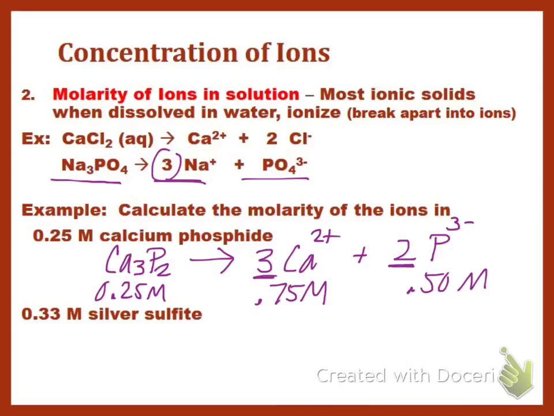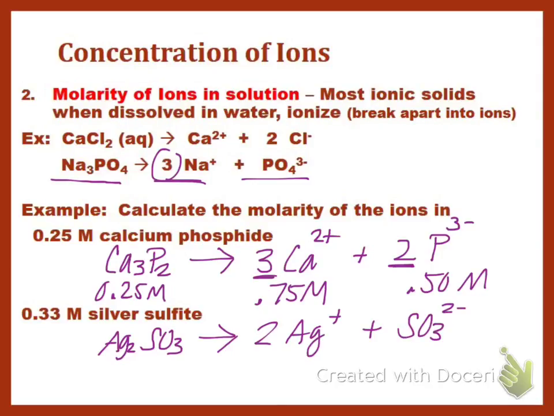And that's how many of the ion you would have. Okay? So let's do silver sulfite, which is Ag2SO3. When it breaks apart, it's going to give you 2 silver plus a sulfite, excuse me. And this is 0.33 molar. So how much silver would I have? 0.66 molar silver and 0.33 molar sulfite. Because basically it takes twice as much silver to go with the sulfite. Okay? So that's pretty straightforward.